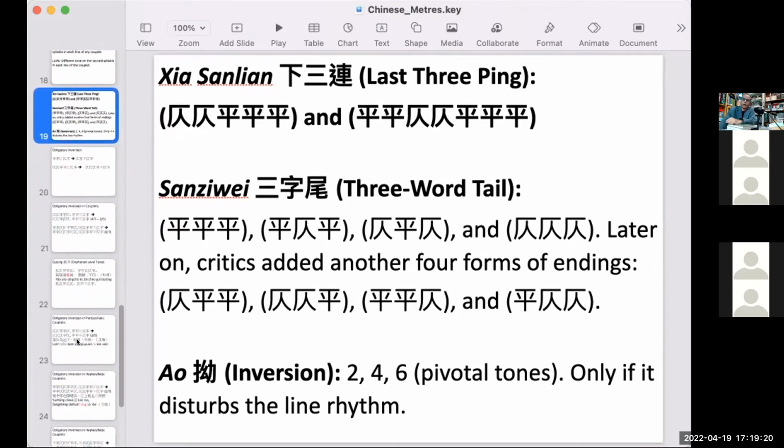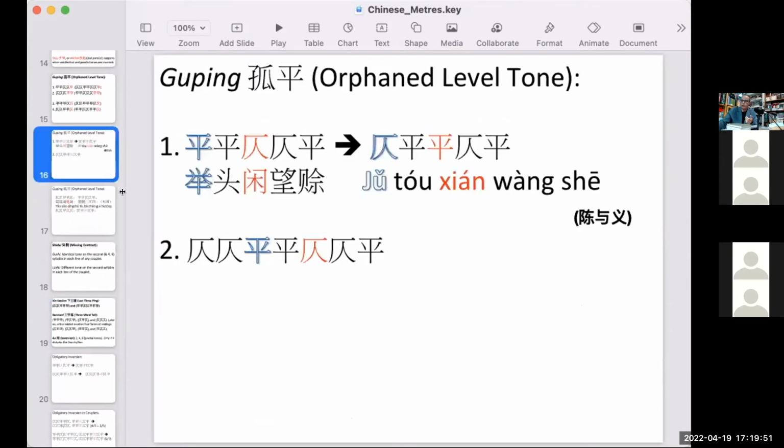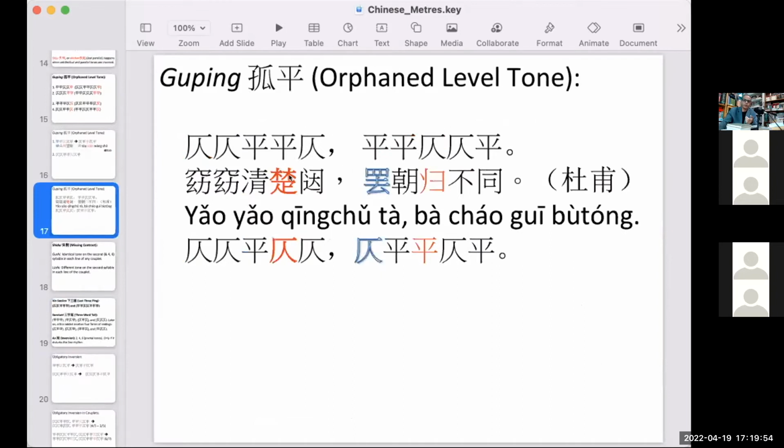The ao, that's the inversion. As I said, the second, the fourth, the sixth tones are the pivotal tones, the central ones, that if they change, the rhythm of the poem will be changed and might disturb the line rhythm. That's why there has to be a makeup. There has to be counter inversion, just like the example I've given here. Tufu changes the fourth tone, which is a pivotal tone. So to make it up, he changes the first and the third in the second line.